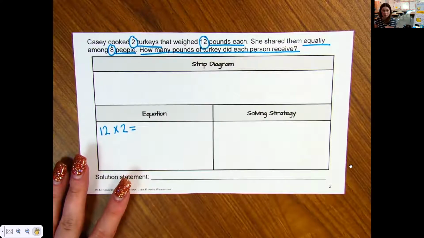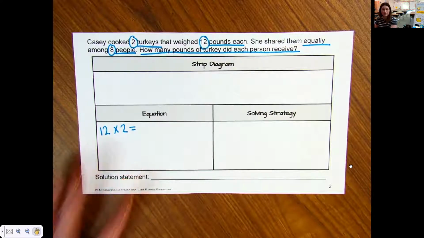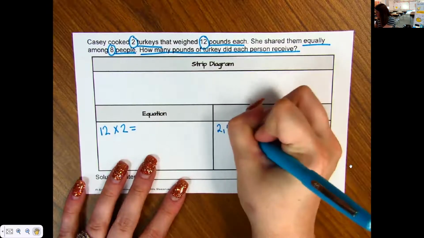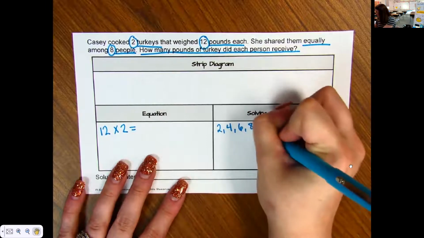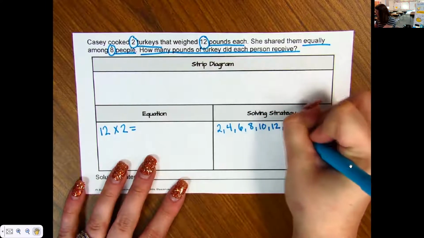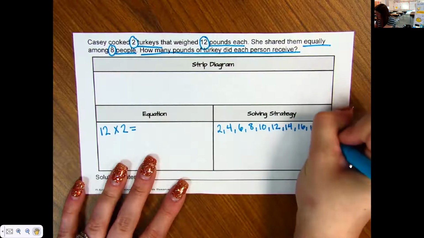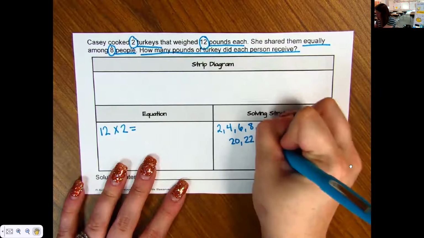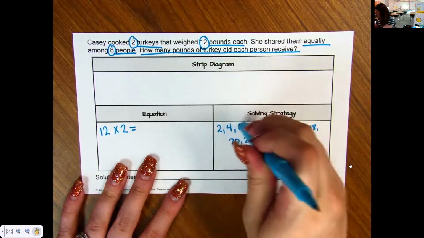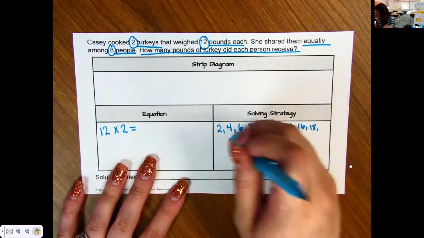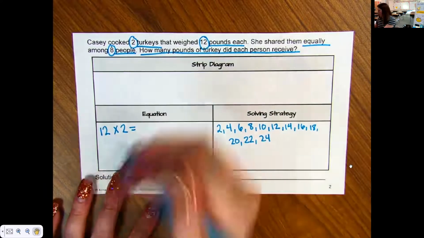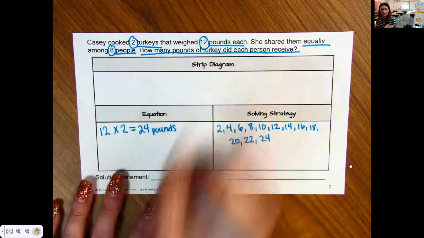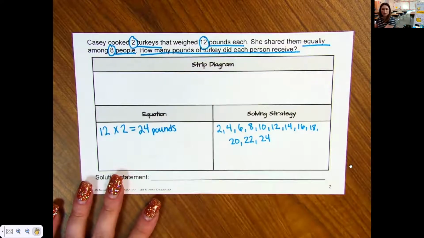Well, I know my 2's really well, right? And I can skip count. So I'm going to say 2, 4, 6, 8, 10, 12, 14, 16, 18, 20, 22, 24. So let me see if that's 12. 1, 2, 3, 4, 5, 6, 7, 8, 9, 10, 11, 12. So I would have 24 pounds. I would have 24 pounds, okay?